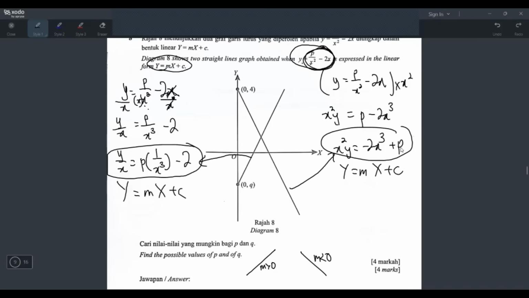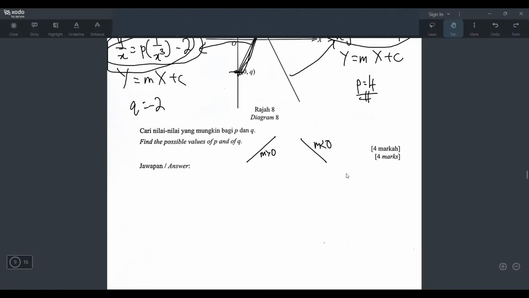So how to find P and Q? Well, P is the y-intercept of this line, and the y-intercept of this line is 4. So P equals 4. Yep. That's the answer. And then what about Q? Well, Q is the y-intercept for this line. And what is the y-intercept for this line? Negative 2. So Q is negative 2. Okay, hope you understand my explanation. All right. So that's the answer. Okay, so let's continue.